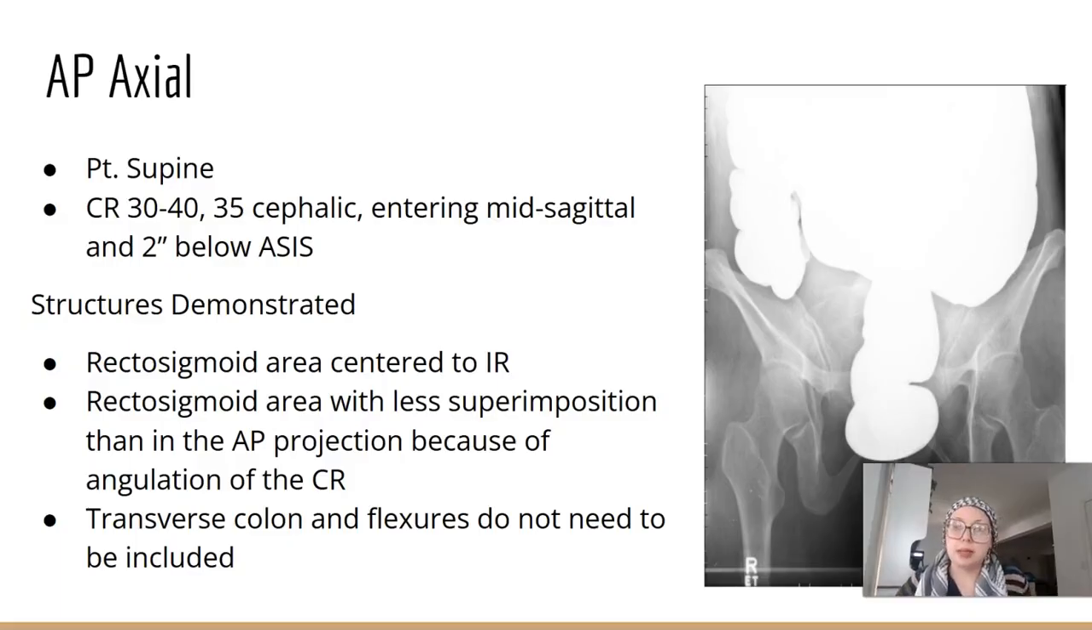So a little bit of anatomy of the large colon. We have our cecum that has the appendix attached to it that goes up to the ascending colon, the hepatic flexure, the transverse colon, the splenic flexure, down to the descending colon, to the sigmoid colon, down to the rectum, the anal canal, and then the anal sphincter.